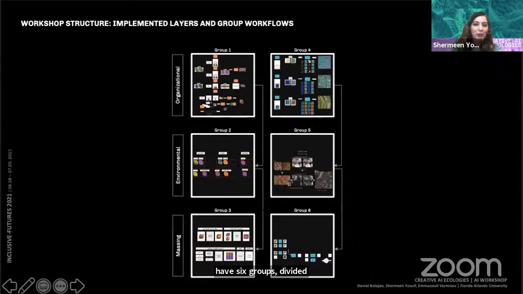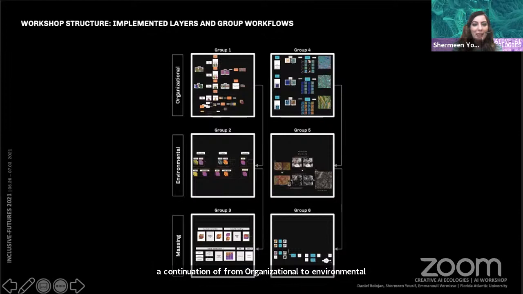Each two groups, like group one and four, will tackle the same aspect, the organizational aspect. Yet we were surprised by the end of the workshop that each group actually went with experimentation beyond what we expected. They had parallel workflows, and we will show them one by one. The overall workflow is really complex, because the intended objective is that the output of group one, for example, becomes the input of group two, as a continuation from organizational to environmental layer, and from environmental to massing layer, and so on.